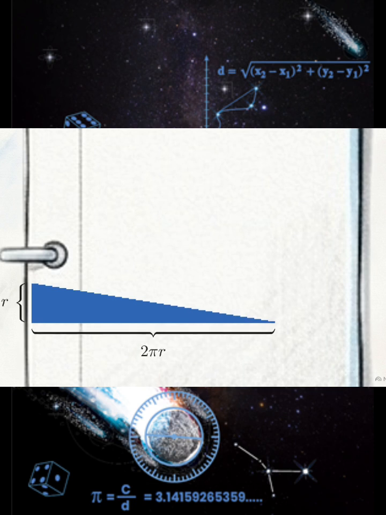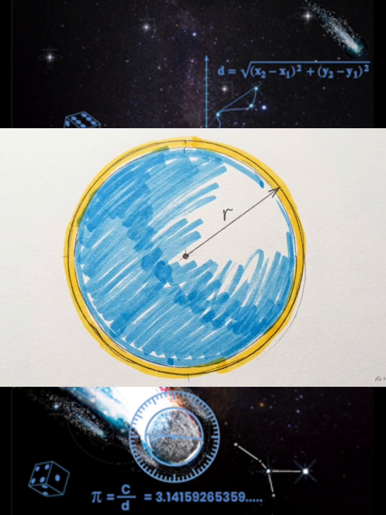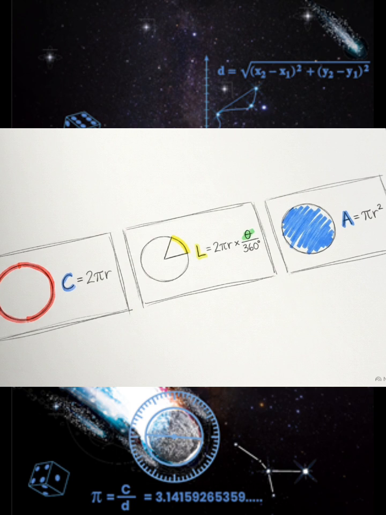Following the area of a triangle, 1/2 base times height, we multiply 1/2 by 2 pi r by r. The 2's cancel, leaving us with the familiar pi r squared. It's an elegant symmetry. The space inside a circle is determined entirely by the constant relationship between its radius and its perimeter. Here is your summary for circle geometry.